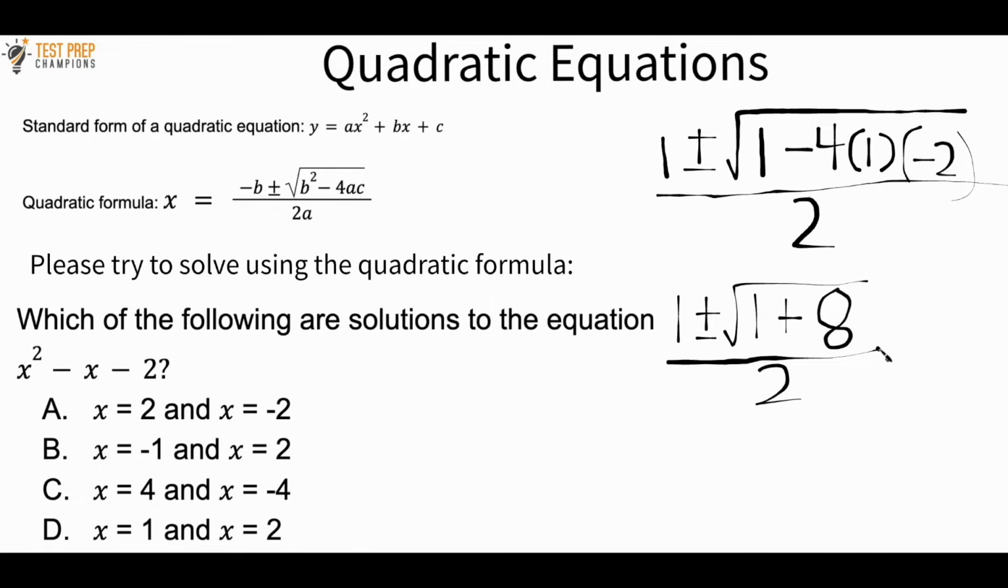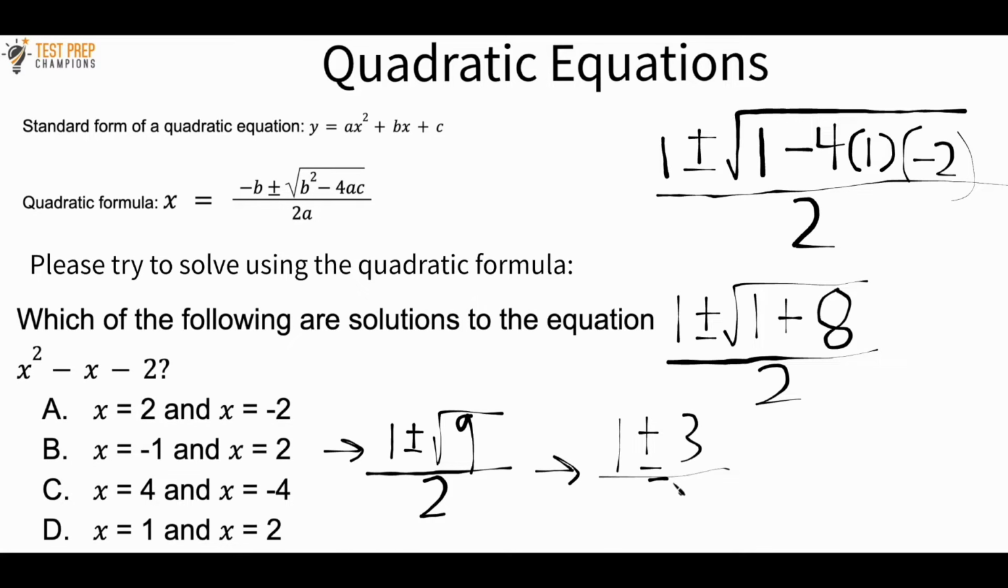So I have this 1 plus or minus the square root of 1 plus 8 all over 2. All right, so I can rewrite this again now, and I'll have 1 plus or minus the square root of 9 all over 2. And I recommend using your calculator as much as you want and as much as you need to do the math here. And we'll see that the square root of 9 is 3. Okay, so the square root of 9 is 3. So I can rewrite this yet again as 1 plus or minus 3 all over 2.